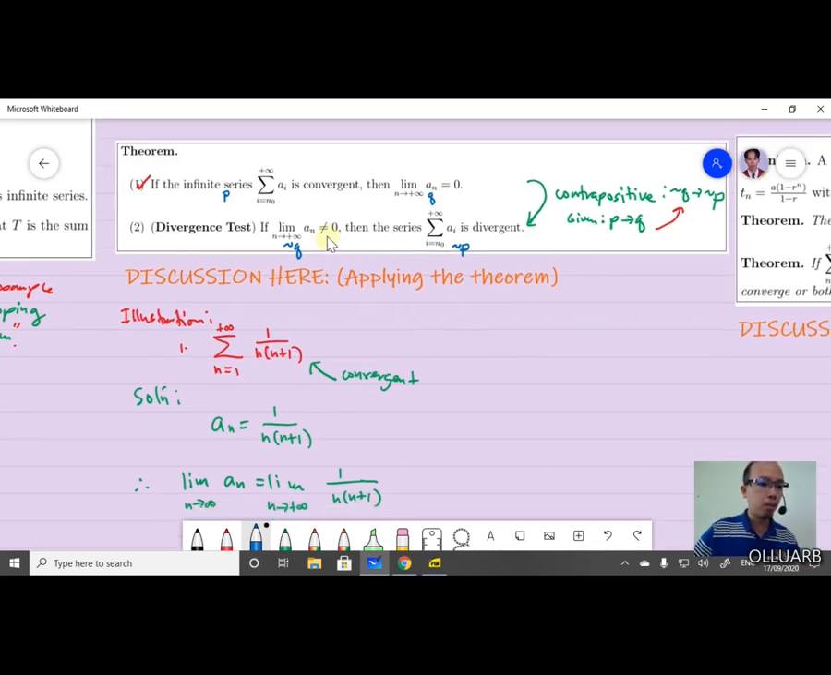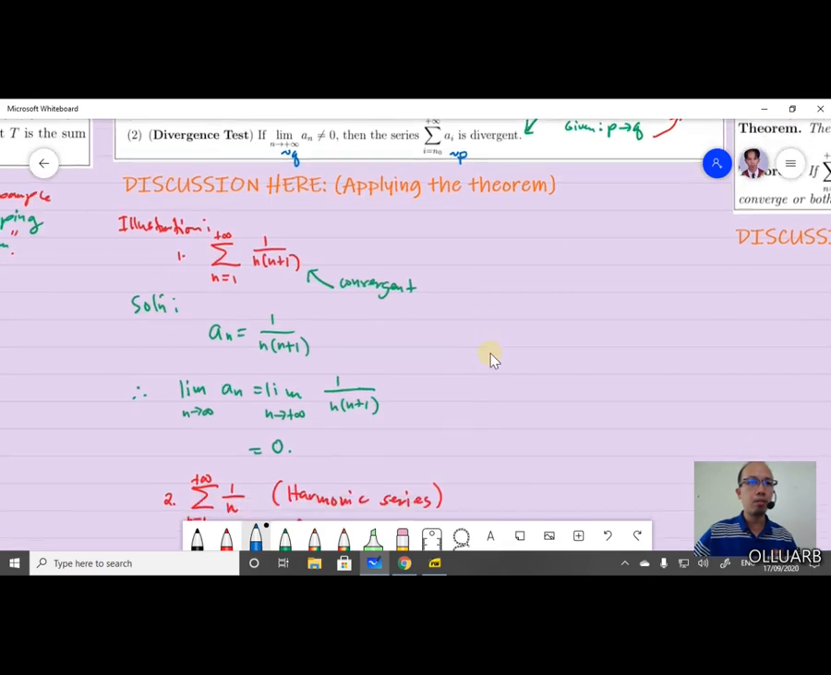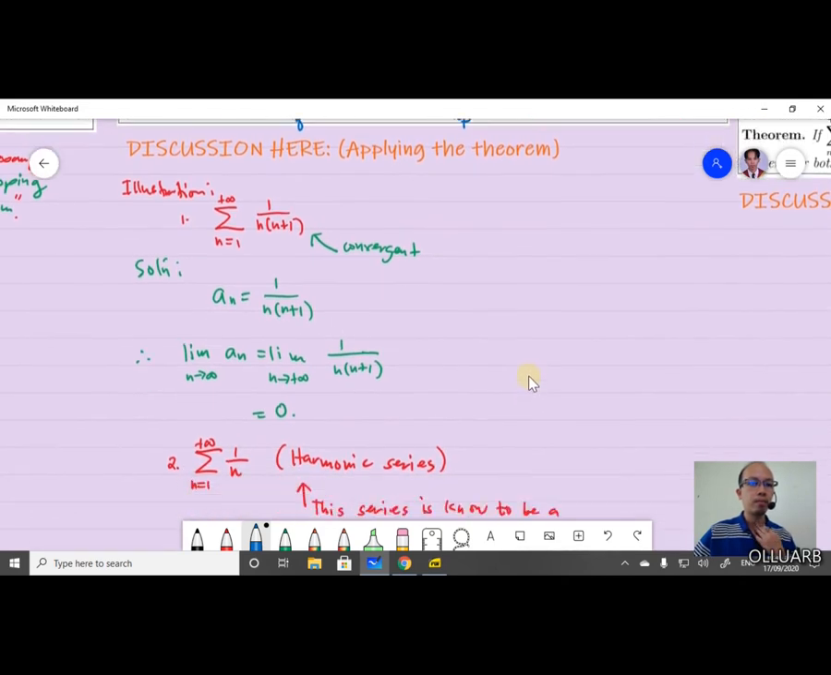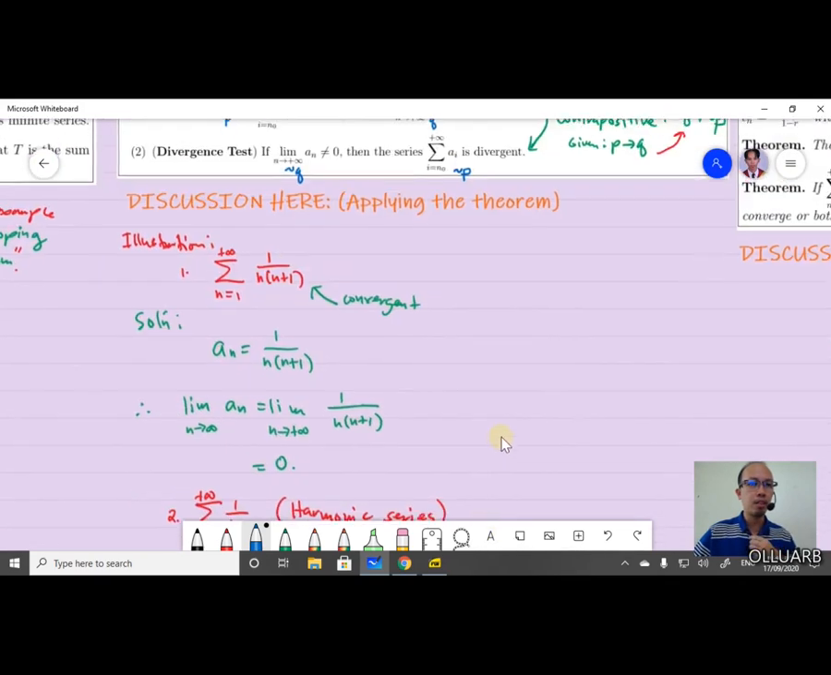This will also apply when the limit does not exist. Meaning to say, when you say not equal to zero, it can be 1, 1/2, 1/4, and so on, and it also includes does not exist, or positive infinity or negative infinity. So if the limit of this sequence is not equal to zero, then automatically the series is divergent. That's one way of saying that the series is divergent.